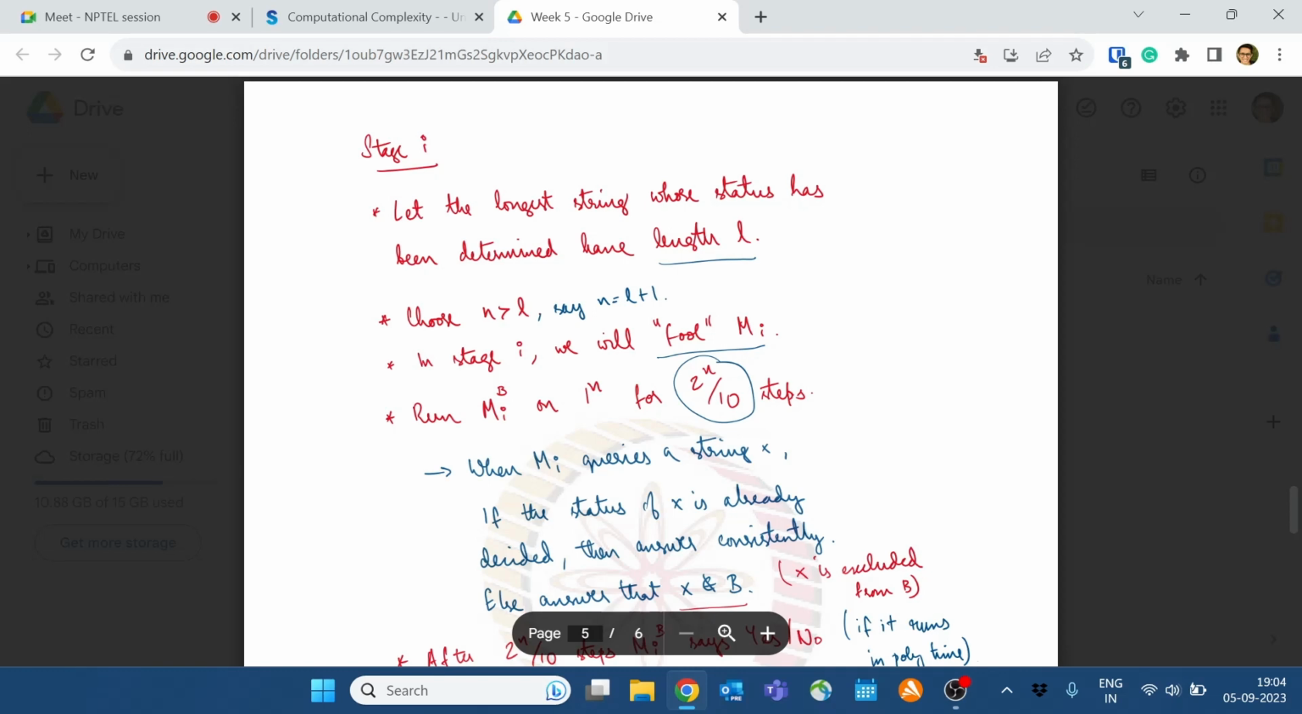Okay, so the stage I says, maybe you can read and then tell me where you have issues. Just this statement: after 2 raised to the power n by 10 steps, MIB... says in that case, what? Let me read the first three statements so I know what's going on.